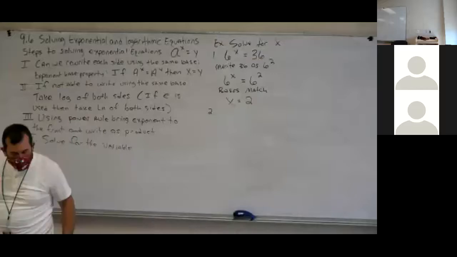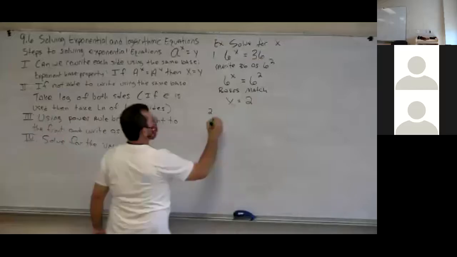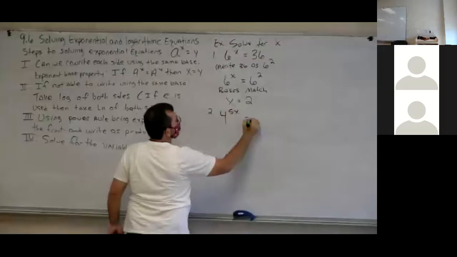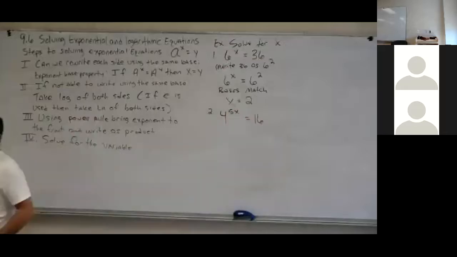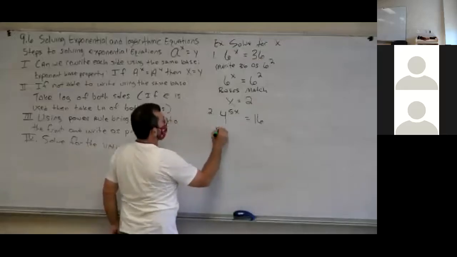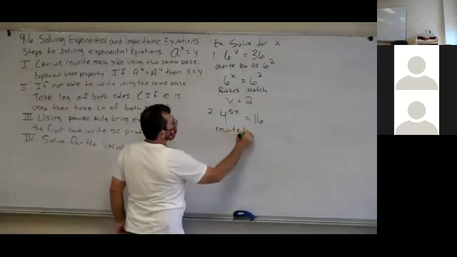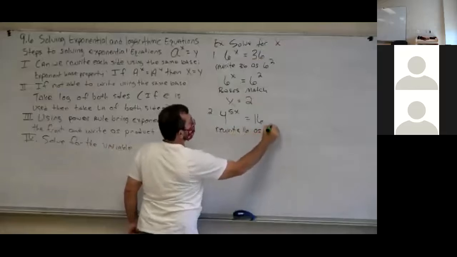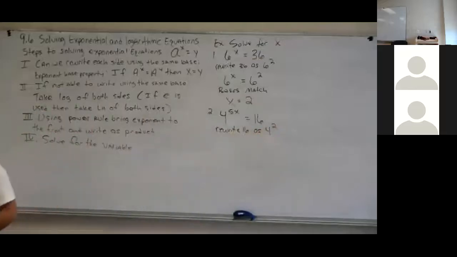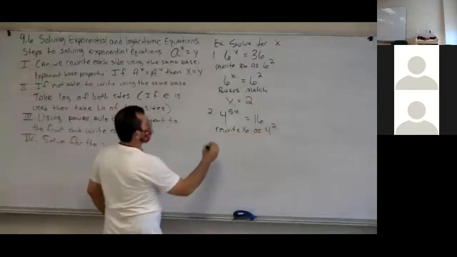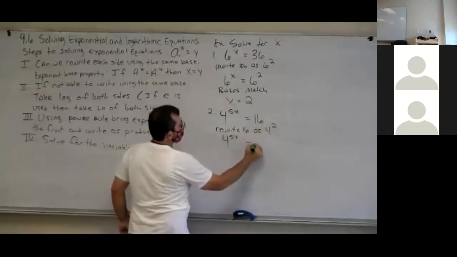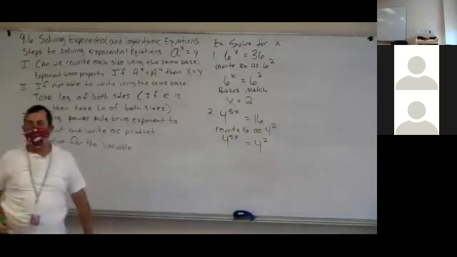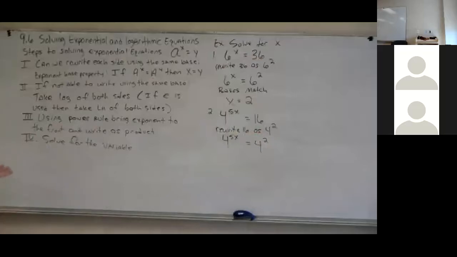So I'll do another one where we can rewrite them. How about 4 to the 5x equals 16? The question would be, can you rewrite 16 using a 4? And we definitely can. I can rewrite 16 as 4 squared, right? So I would get 4 to the 5x equals 4 squared. All right, bases match.